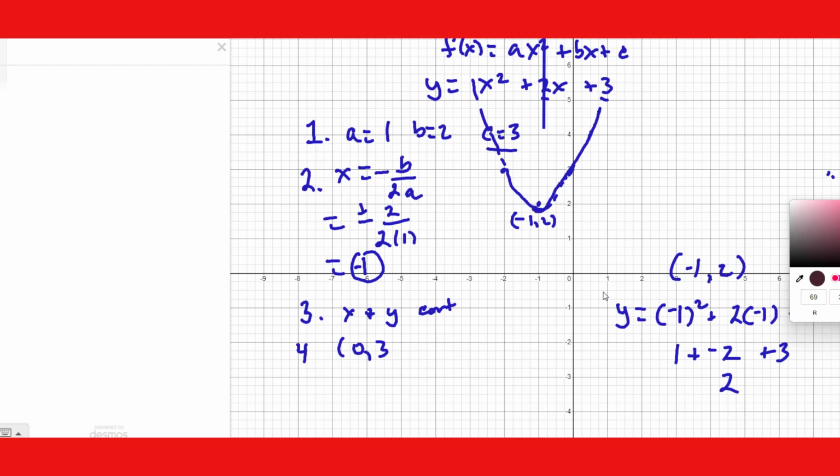And I've got my vertex. I also know that because a is greater than 0, it's going to open up. That's how I know everything about my parabola before I even begin to sketch it out.